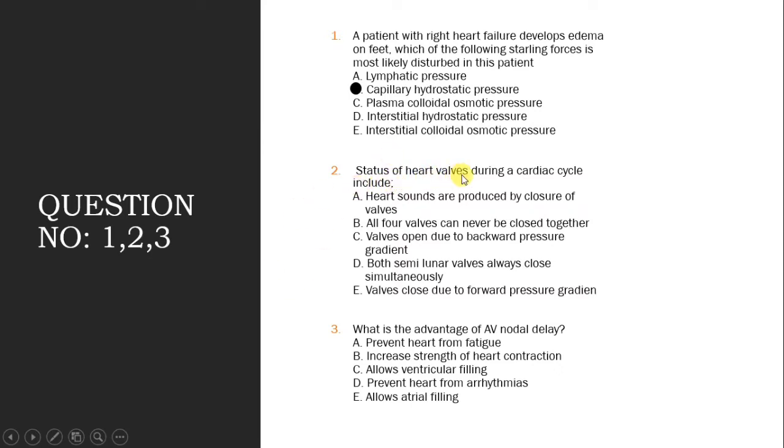Question 2 says, the status of heart valves during a cardiac cycle includes: heart sounds are produced by closure of valves; all four valves can never be closed together; valves can open due to backward pressure gradient; both semilunar valves always close simultaneously; valves close due to forward pressure gradient.